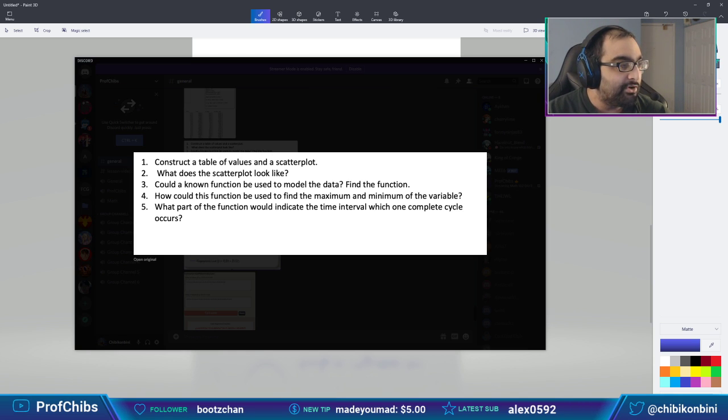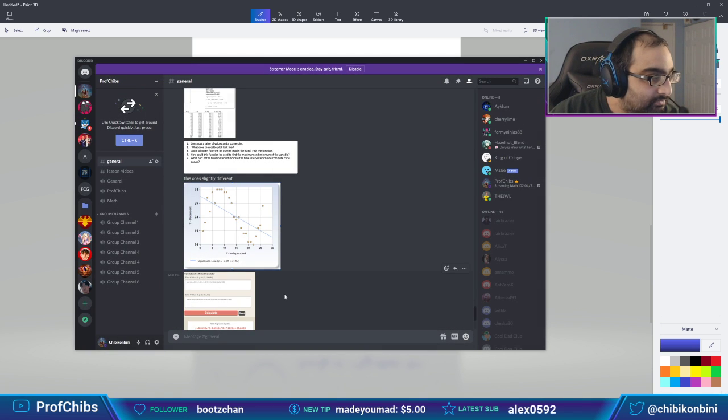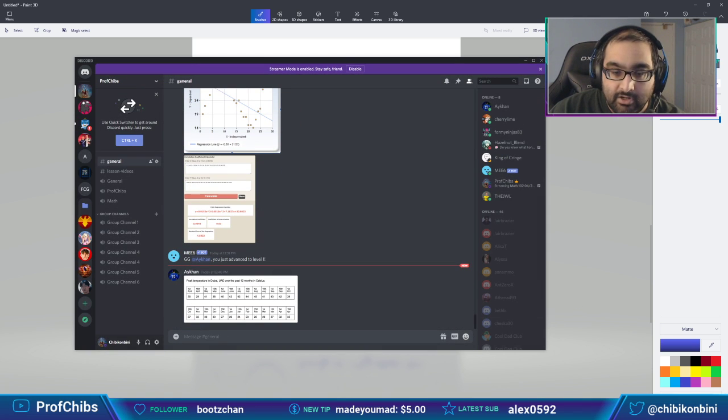And what part of the function would indicate the time? That would be, again, as I put down here, one complete cycle uses the x variable from 1 to 26, since 1 year is our cycle for this particular problem. And that should be the answer to your question. Hopefully that helps.